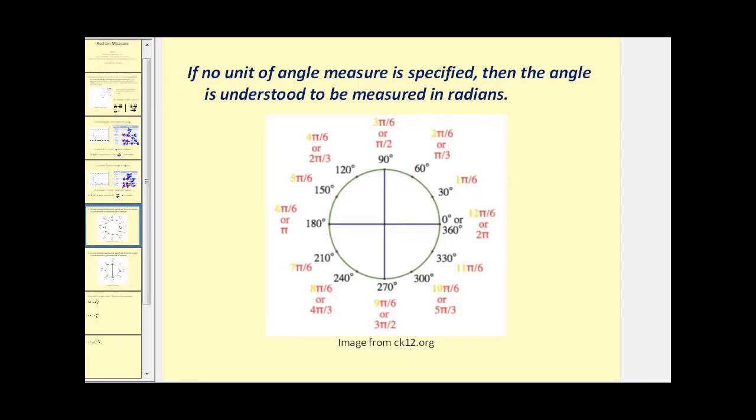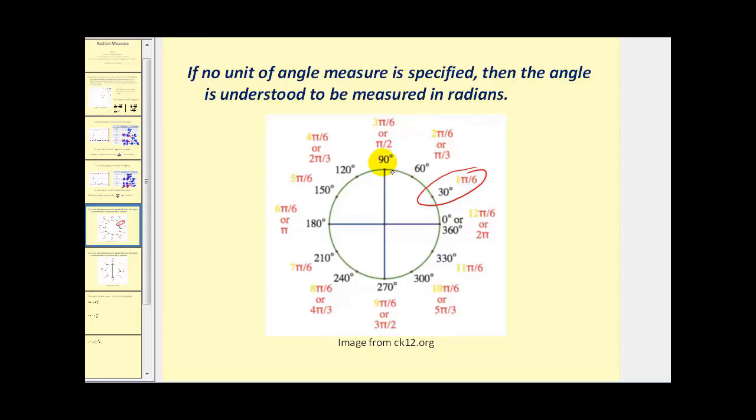So when you're first learning to work with radians, one thing that can be very helpful is to remember 2 key angles in radian measure. The first one is 30 degrees is equal to pi over 6. That's important because if we have an angle that's a multiple of 30 degrees, it's going to be a multiple of pi over 6. So 60 degrees is 2 times 30 degrees, so it would be 2 times pi over 6, or 2 pi over 6, which simplifies to pi over 3.